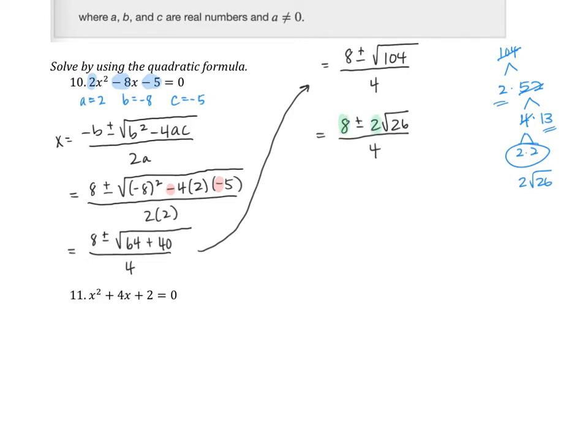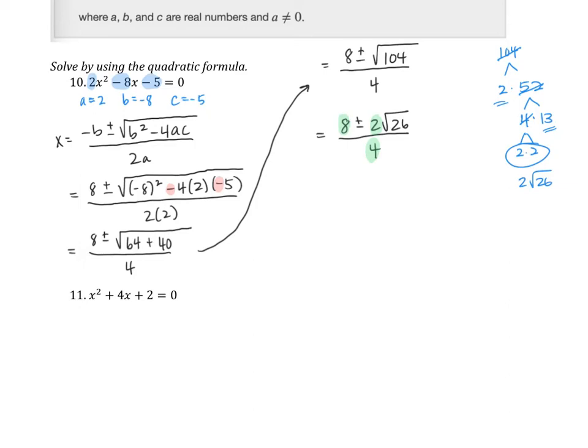You're looking at what's outside of the radical. You can't simplify the 26 with the 4 because the 26 is under the radical. The 4 is not. But what's outside the radical, you can reduce. So everything I've highlighted in green is divisible by 2. We can divide out a 2 and simplify this a little bit more.